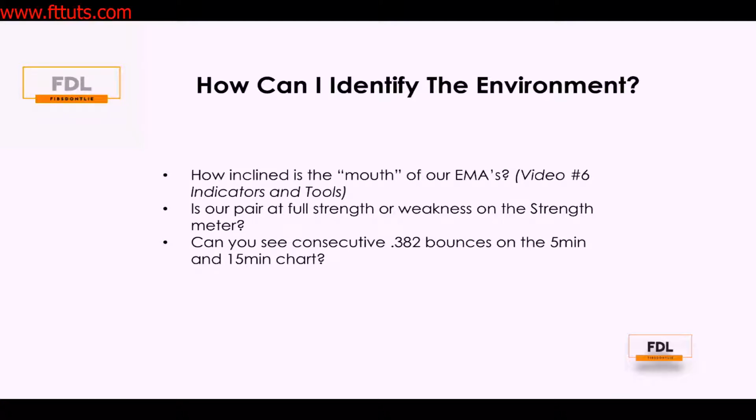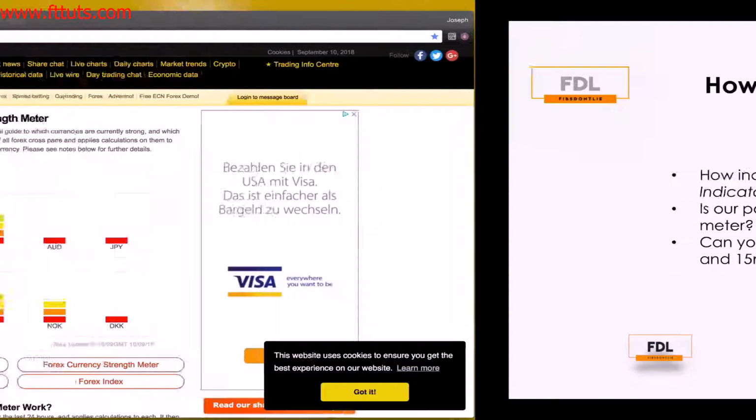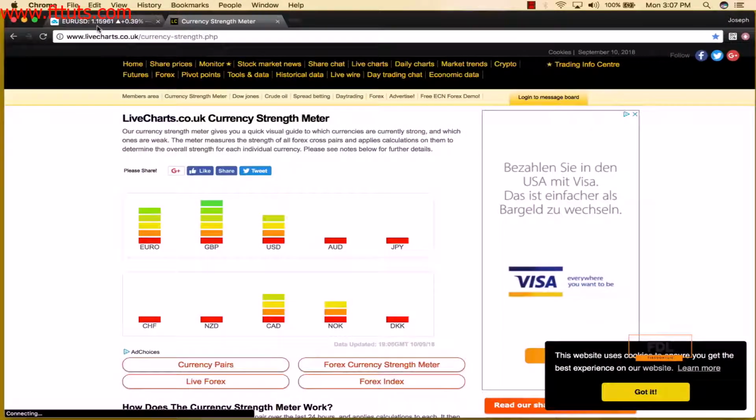You have the mouth of the EMAs, you have the strength on the strength meter, and also do you see a lot of consecutive 38 bounces on the 5-minute chart and the 15-minute? So we can go ahead and see some examples.